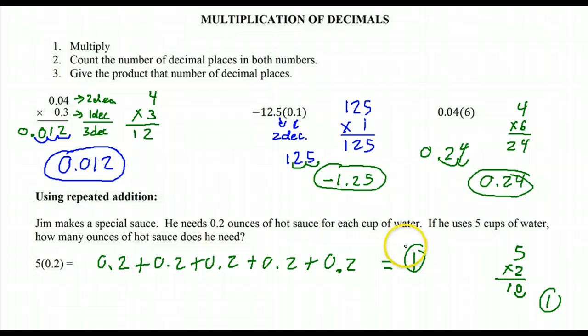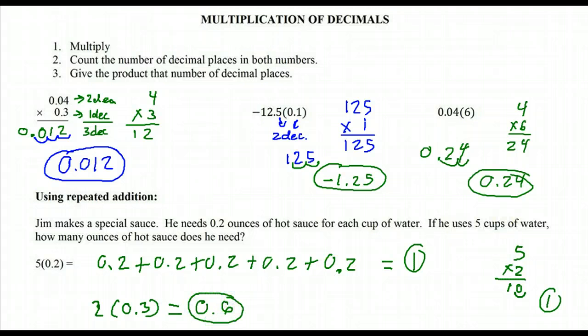But sometimes you want to do these things mentally. So if you had 0.3 times 2, well, we know 0.3 and 0.3 is 0.6. It's just another way of doing it. It also helps when we do word problems.